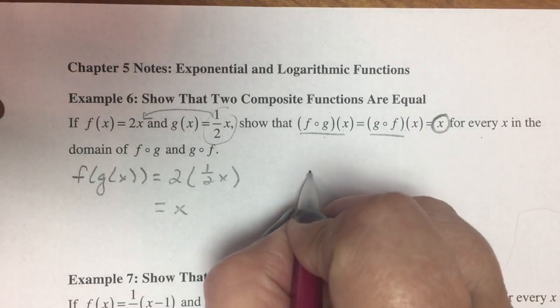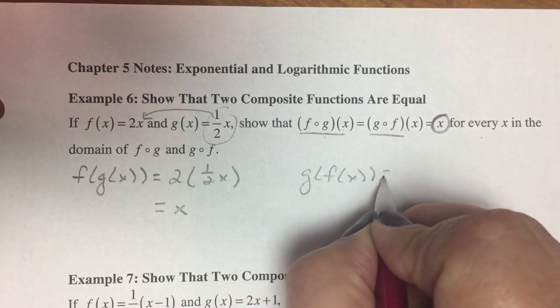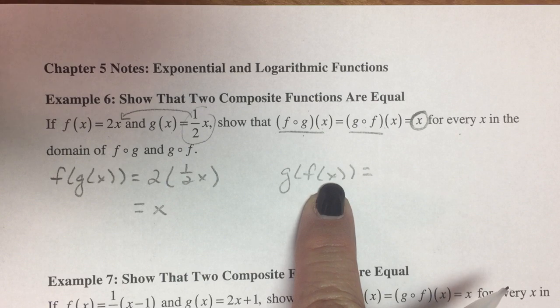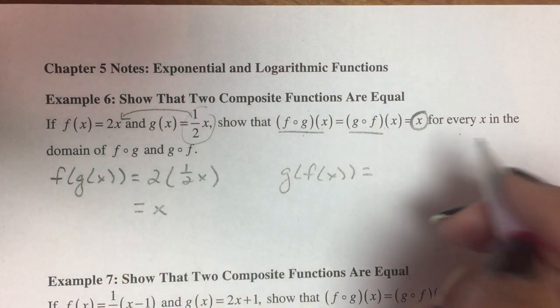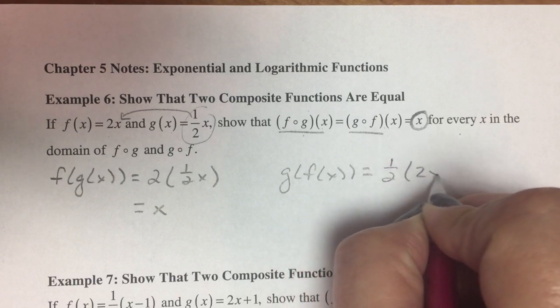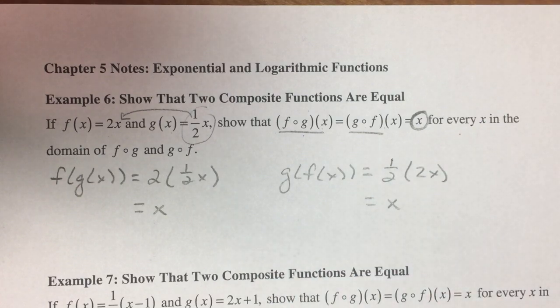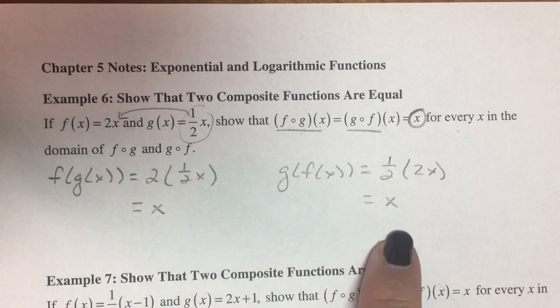Now we want to show that g of f of x is also equal to x. Well, what would g of f of x be? That means I'm going to plug my f function into my g. So if I plug my f into my g, that's going to be 1/2 times 2x, and simply 1/2 times 2x is also x. So not only did I show that the compositions were equal to one another, I showed that they were both x's.